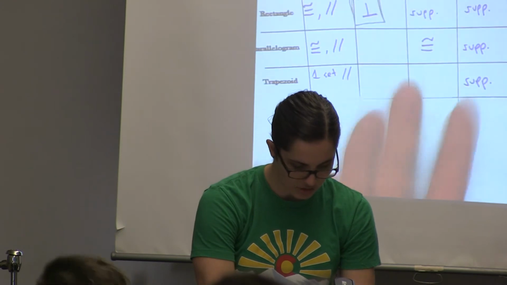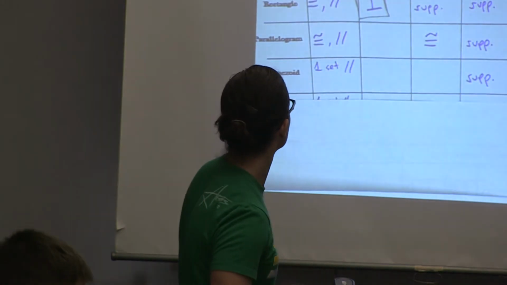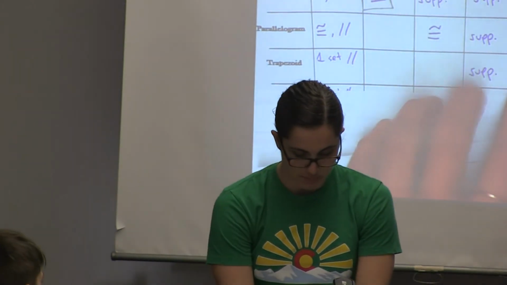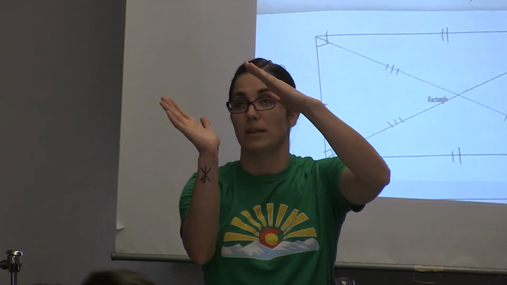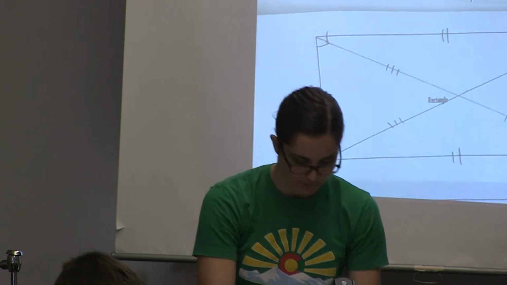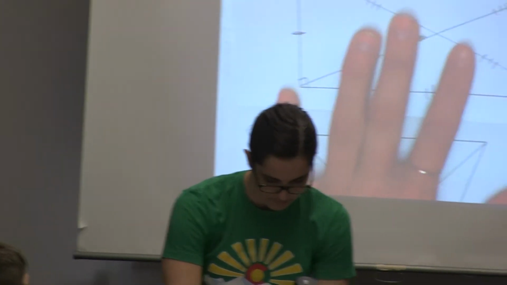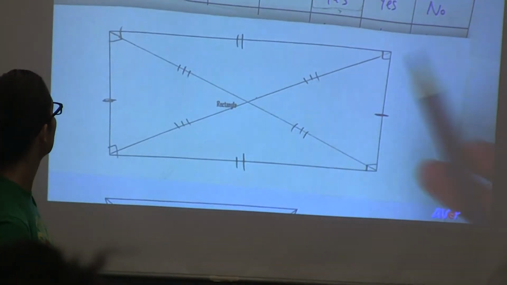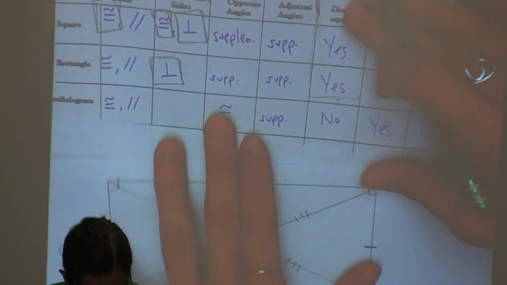Notice none of the other shapes do this, right? If it's a parallelogram or a trapezoid, then its diagonals are not equal. Okay? That's a rectangle. And the diagonals bisect each other. Okay, great. Moving on. Parallelogram.